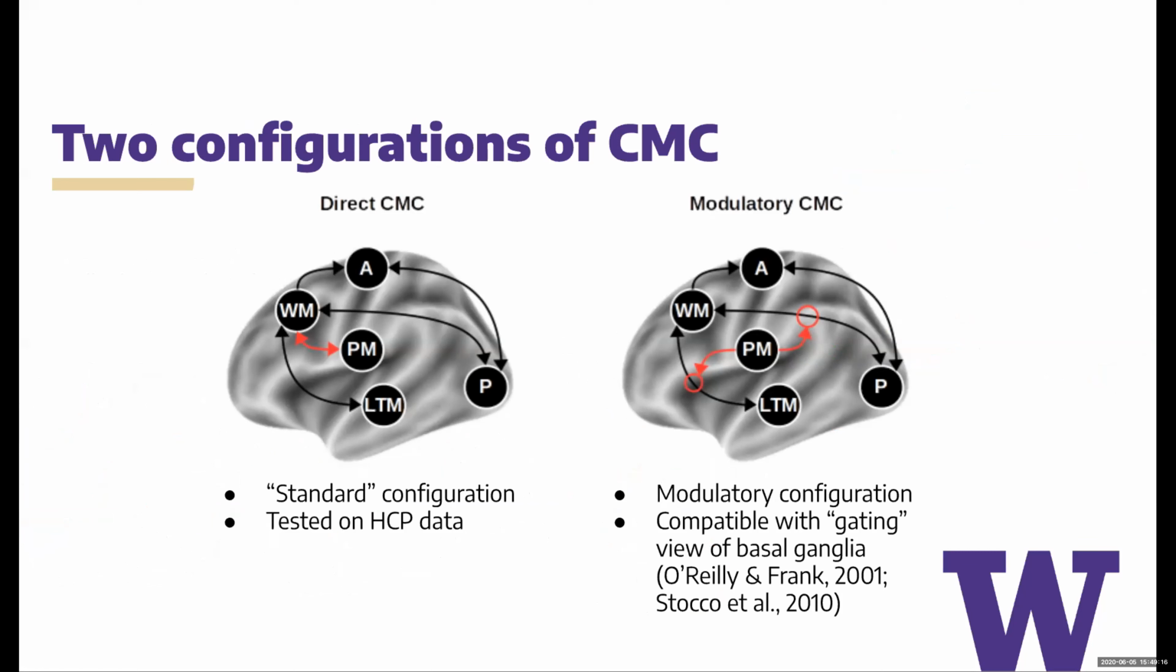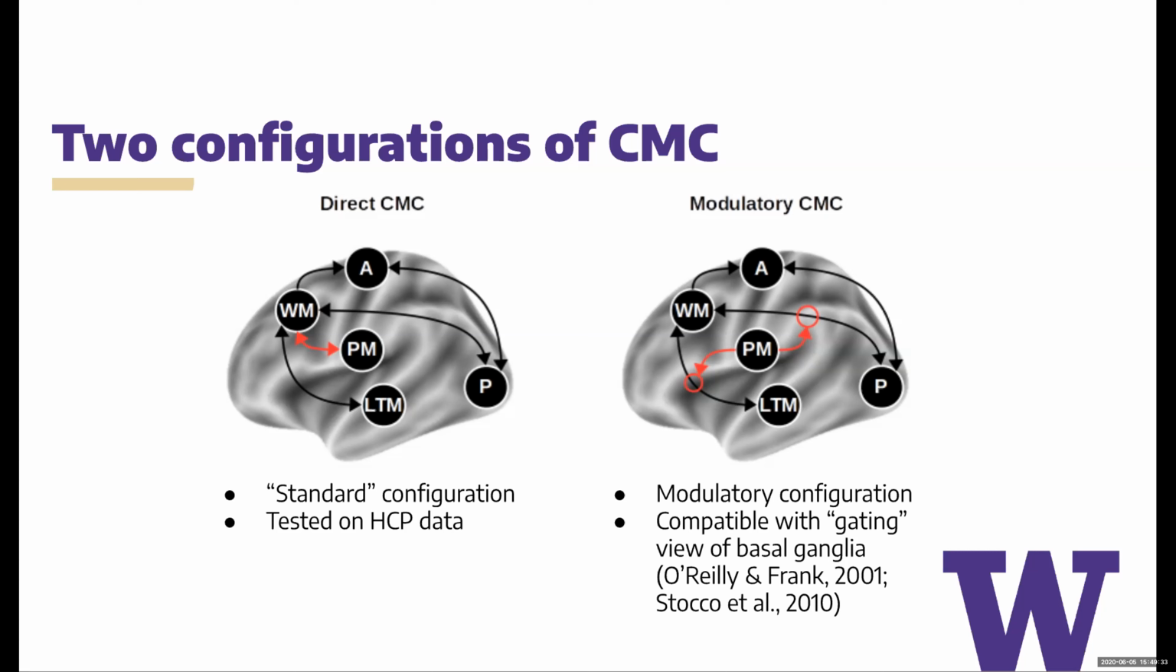On the left-hand side here, you see what we call the direct version. This is the straightforward translation. Every arrow in the classic diagram of the common model of cognition is translated with an arrow in this network diagram. That is easy, and this is what we tested with the Human Connectome data, and it makes perfect sense.